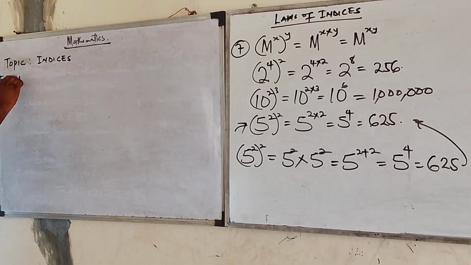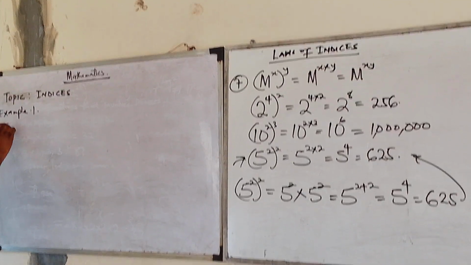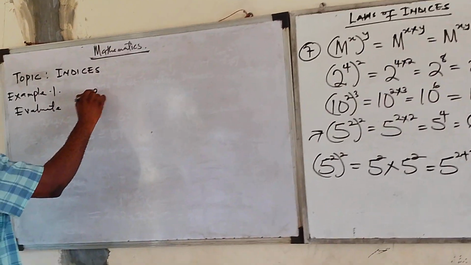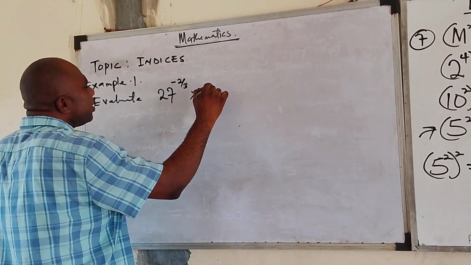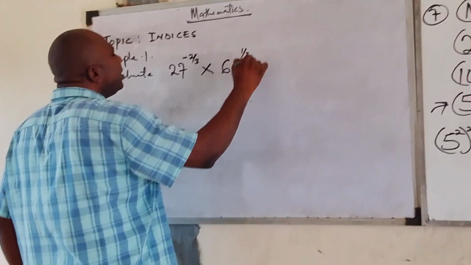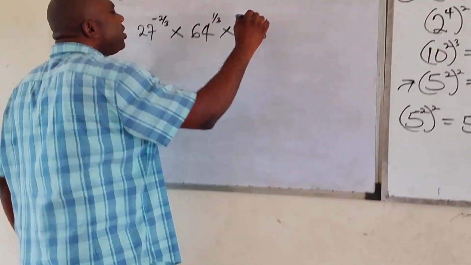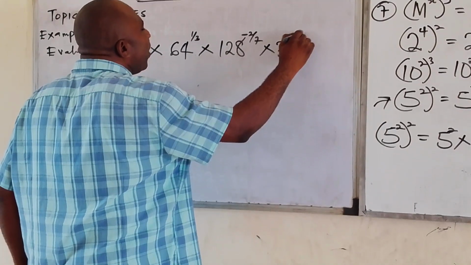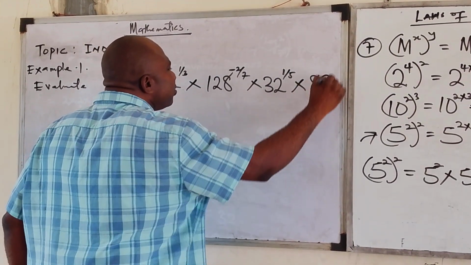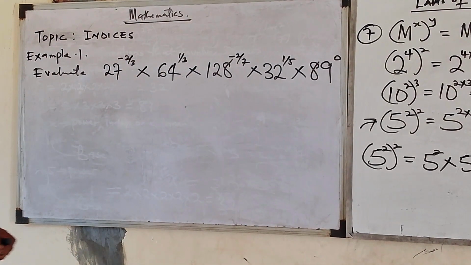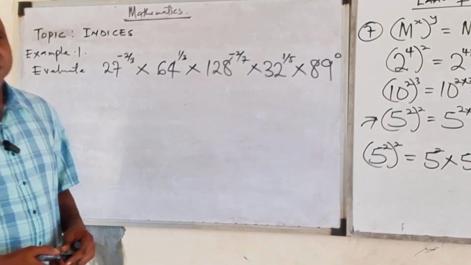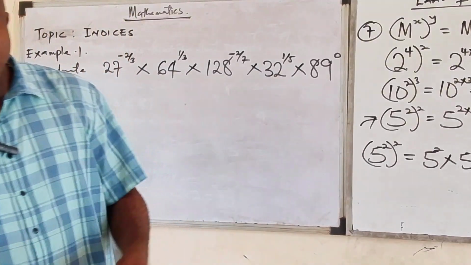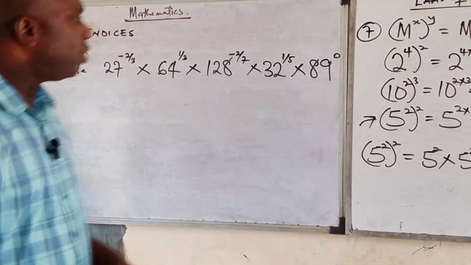Example 1. Evaluate 27 raised to the power of minus 2 over 3, times 64 raised to the power of 1 over 3, times 1 over 128 raised to the power of minus 2 over 7, times 32 raised to the power of 1 over 5, times 89 raised to the power of 0. Yes, now we can see that all these values have powers. So we are going to be solving this, applying all the laws of indices that we have covered so far. Now, let's look at this.